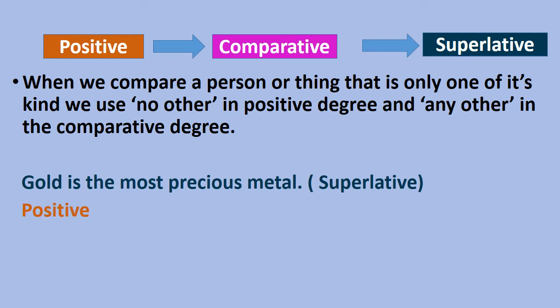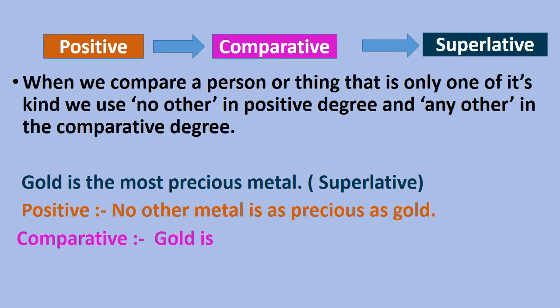Now we want to change it into a positive degree. It goes as: no other metal is as precious as gold. We started our sentence with "no other", and then "metal", which is at the end of our sentence, comes, and then the verb "is", then "as precious as gold". And in comparative it will go as: gold is more precious than any other metal.